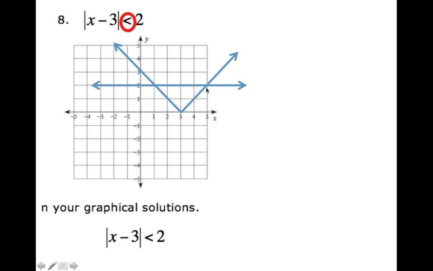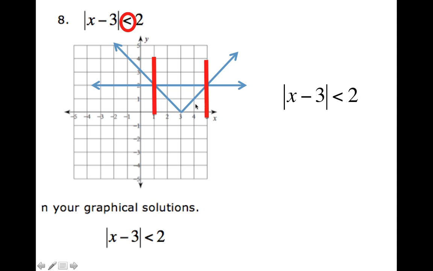Oh, I'm on the line. Now I'm above the line. So when is this below? From here to here. In this zone, the absolute value is below this line. So it's from x equals 1 all the way to x equals 5. So our solution is going to be from 1 to 5 on the x, right? That's when it's below the line.